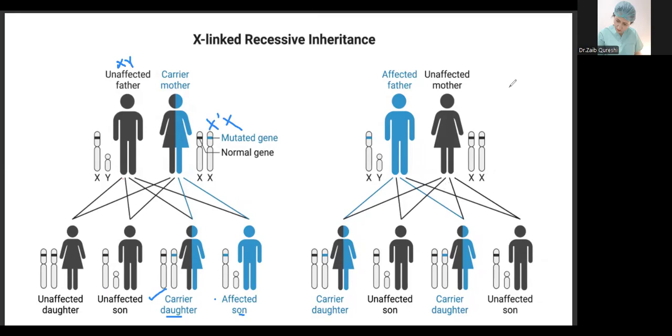Okay? But when the father is affected, he cannot give the X chromosome to the male babies at all. So the male babies will be saved from the disease, but both of the daughters will be carriers of the disease and they will also not show the disease. So 0% chance of transferring the X-linked disease to the sons from an affected father.